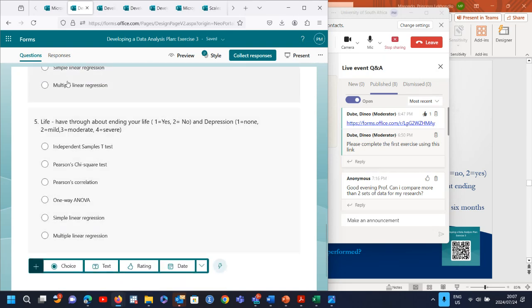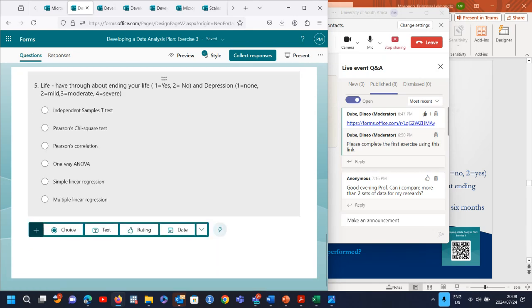Then this one, it's about, have you thought about ending your life? And depression. Thinking about ending your life, it's yes or no, it's categorical. This one is also categorical. Two categoricals, it's a Pearson's chi-squared.